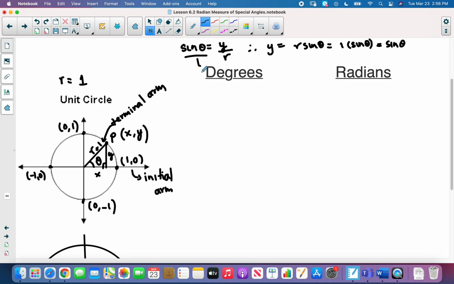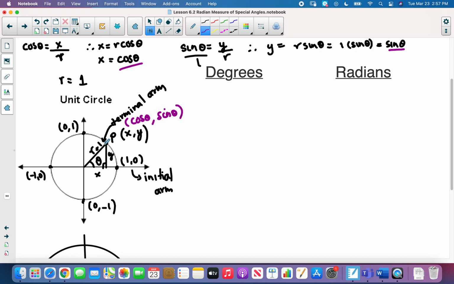Similarly, if you look at the cosine of theta with respect to this triangle, cosine is adjacent side over hypotenuse, so it's x over r. I wrote hypotenuse instead of r, so let's write r here. If you cross multiply, we get x is equal to r cos theta. R is equal to 1, so x is equal to just cos theta. So this point P can be rewritten as, instead of x comma y, cos theta in place of x, and sine theta in place of y.